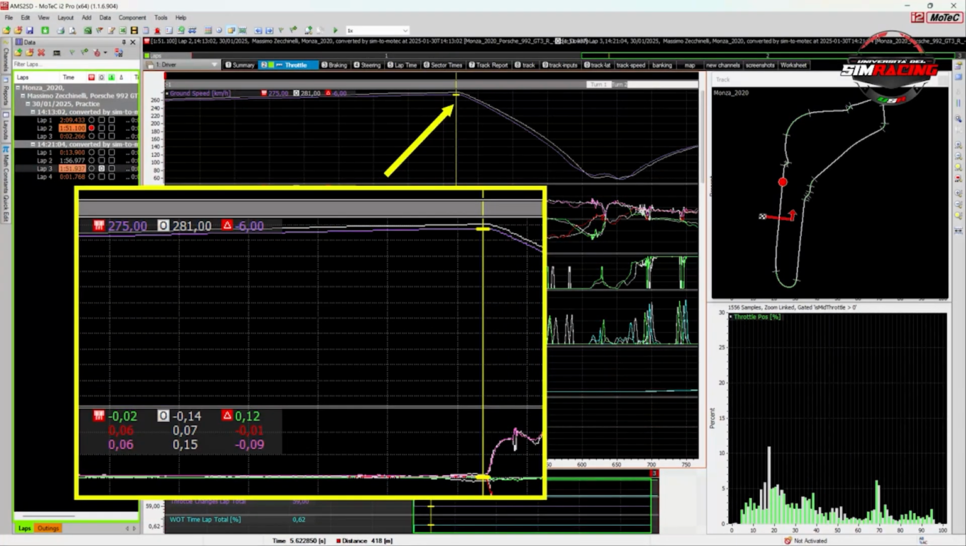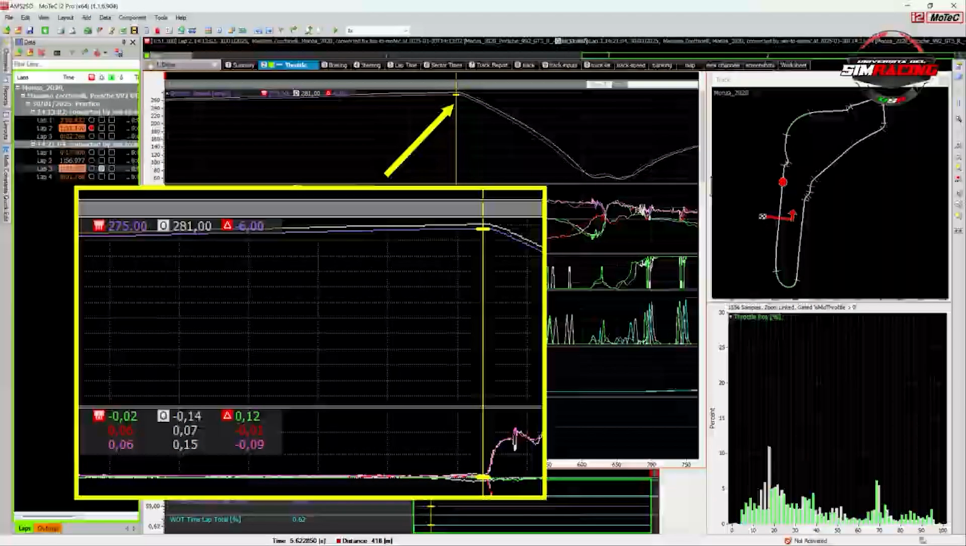At the first chicane braking zone, the difference is staggering, a 6 km/h advantage in favor of the high-pressure setup. This clearly demonstrates that in Automobilista 2, tire pressures have a significant impact on rolling resistance.